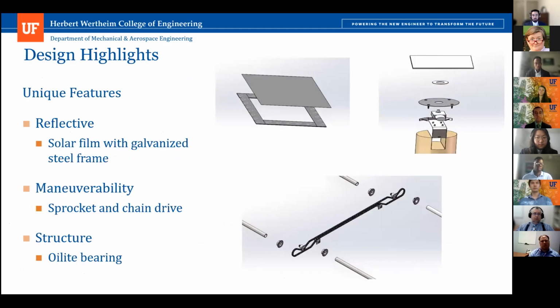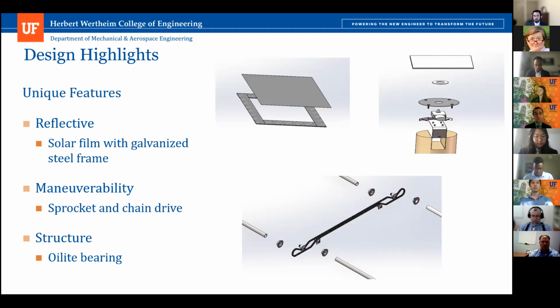Right. So talking about what makes our design unique. For our reflective system, our solar film from 3M has not really seen much commercial use. And because of its long lifetime and high specular reflectance, it really allows our design to reflect high volumes of sunlight. For the maneuverability, our sprocket and chain drive reduces the cost and eases fixing tracking error. The maneuverability subsystem is also something that's unique to our design.